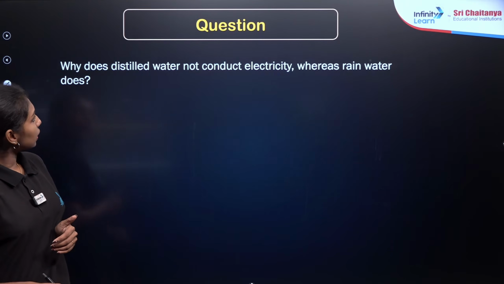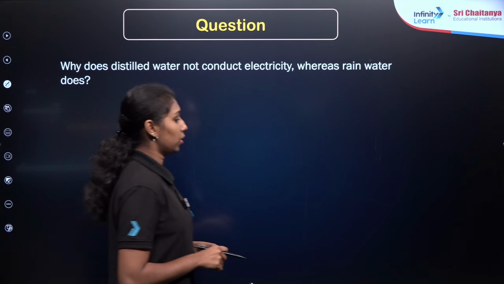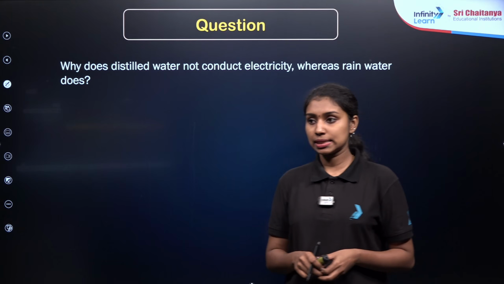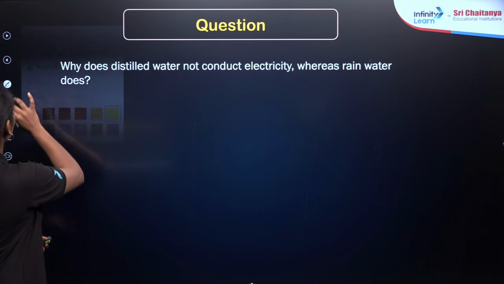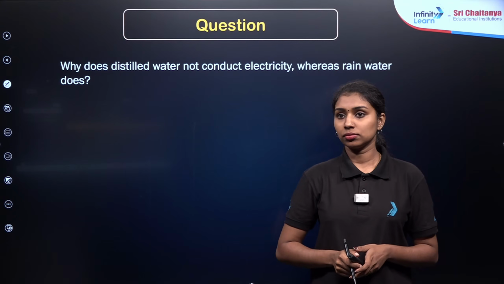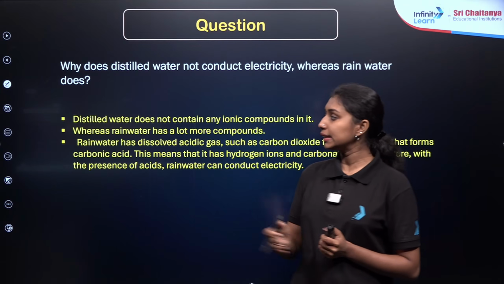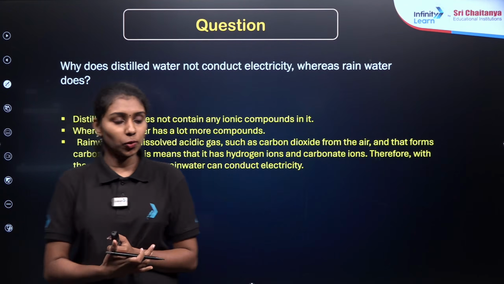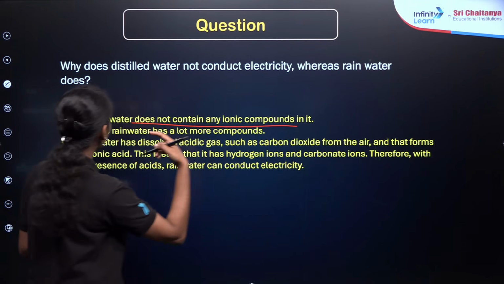Now we are moving to the next question. Why does distilled water not conduct electricity whereas rainwater does? This is a statement type question. You can give me the answer according to 2 marks. So we know that in the case of distilled water, they are pure, right? There are no ions present, or the ionic compounds are absent in distilled water. That is why it does not conduct electricity. It does not contain any ionic compounds.